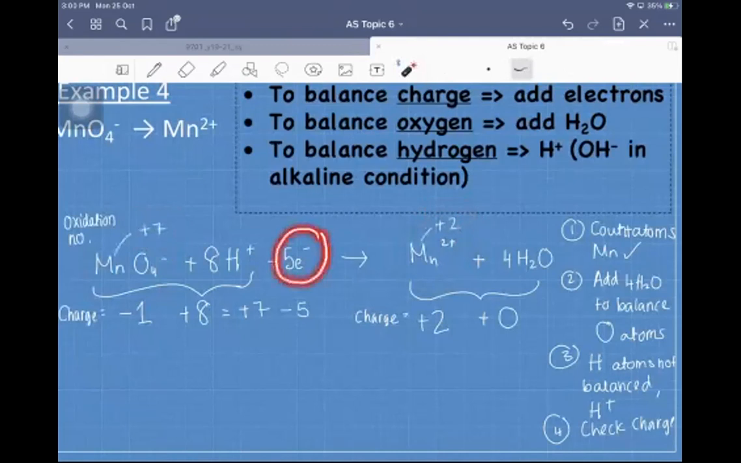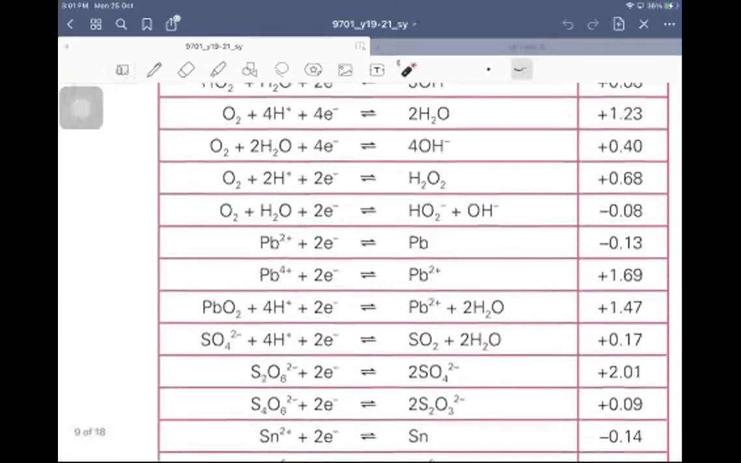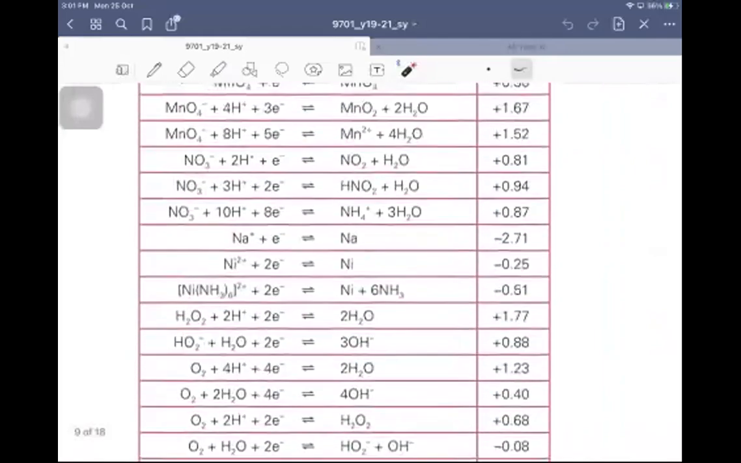And that is also the same number of electrons that you gain in order to reduce the oxidation number of manganese from +7 to +2. You need 5 electrons. So it all works out nicely. Okay, if you need to copy this down, you can pause. I will show you, this is also given in the data booklet.